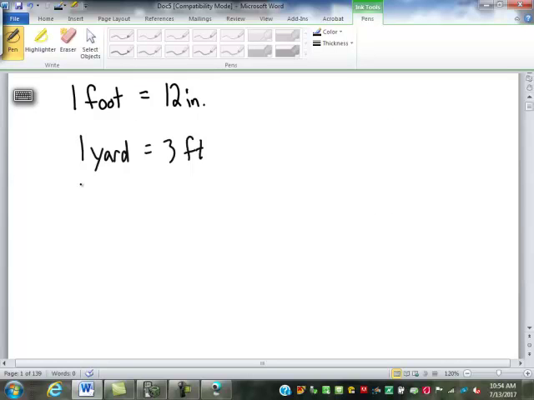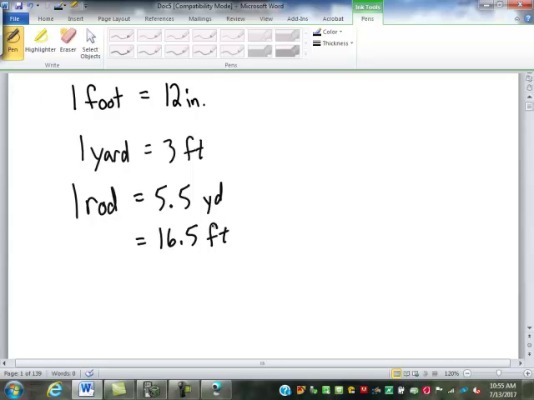One unit that's not as common that we're going to talk about is a rod. 1 rod is about 5.5 yards, or 16.5 feet. A rod was a shepherd's tool.